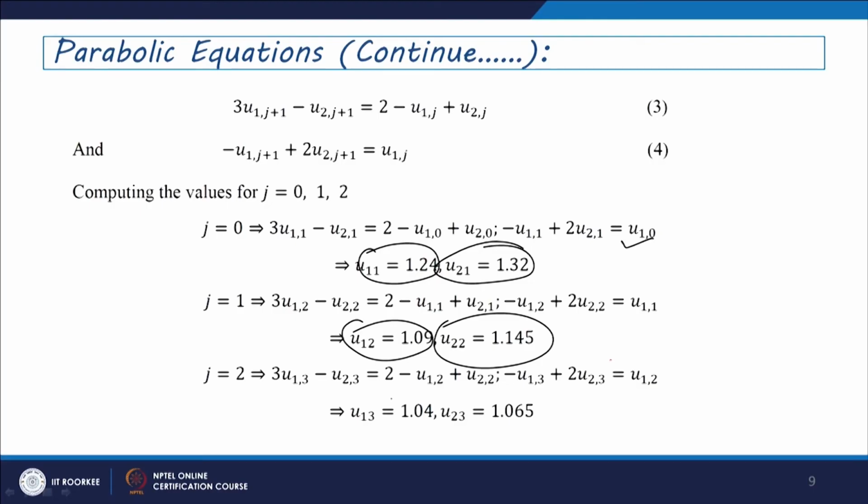So, for j equals 2, if you put it in, we get these two equations in the form 3 u1 3 minus u2 3 equals 2 minus u1 2 plus u2 2 here, and the other equation is minus u1 3 plus 2 u2 3 equals u1 2. If you combine these two equations, then we obtain the values u1 3 equals 1.04, u2 3 equals 1.065 here.